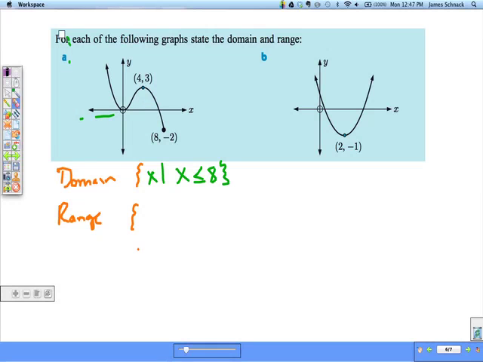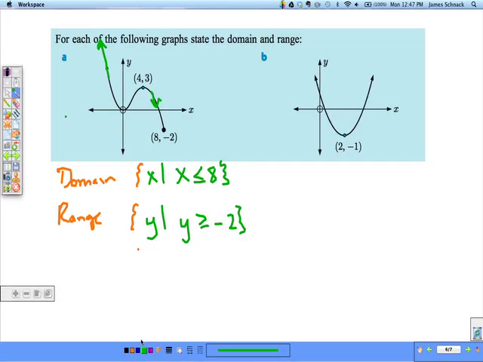Let's look at outputs. Does this graph go up forever? You bet. Does it go down forever? No, it doesn't go down forever. The lowest that this graph ever gets is -2. But it's everything above that. So we say that range is the set of all y's such that y is greater than or equal to -2.